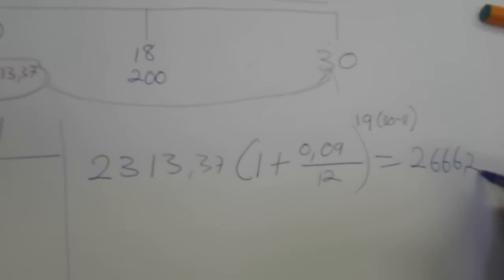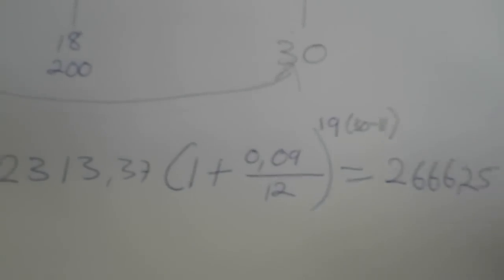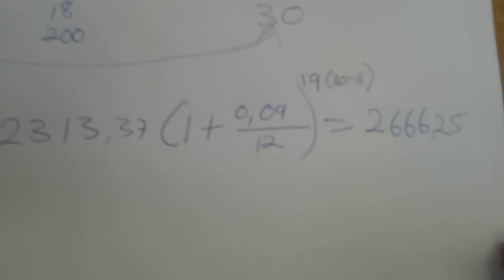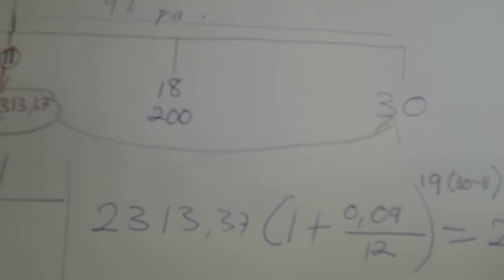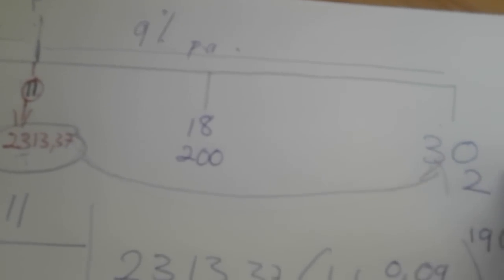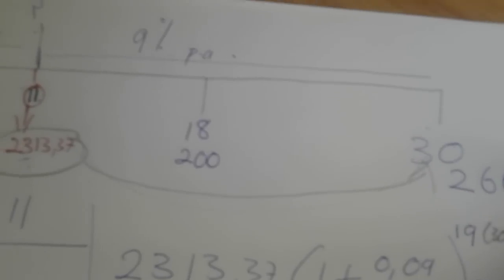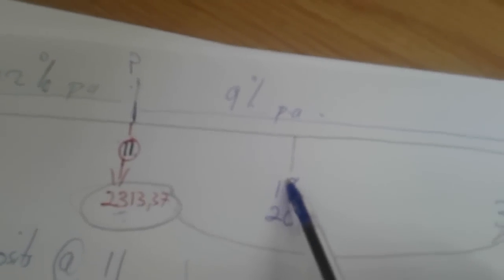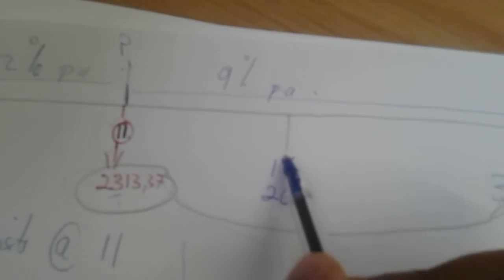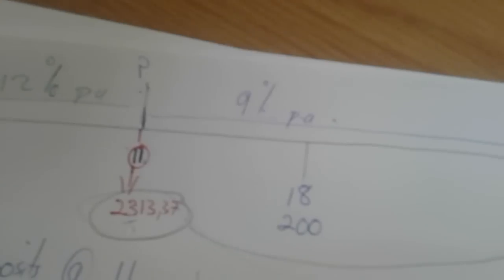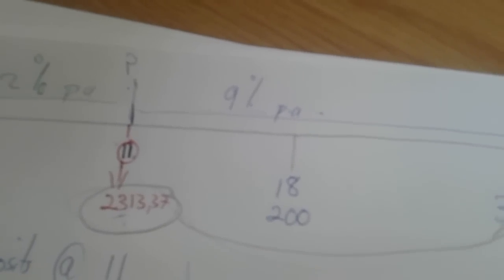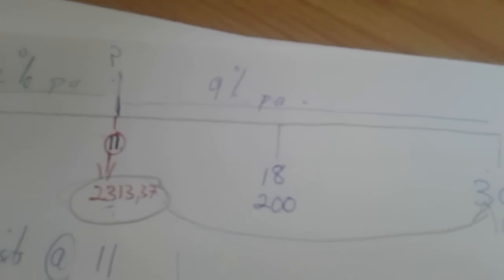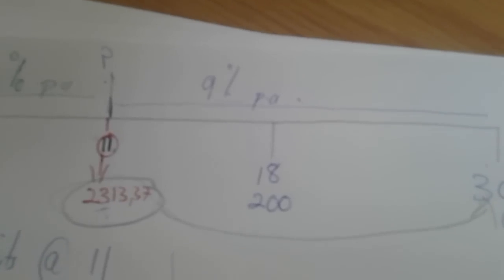2,666.25. Now it means this answer is there, 2,666.25. Now let's look at the next payments. Remember, the interest rate changed here, but we did not stop with our payments. We continued up to 18. So again, let's compute the future value of deposits at the end of month 18.